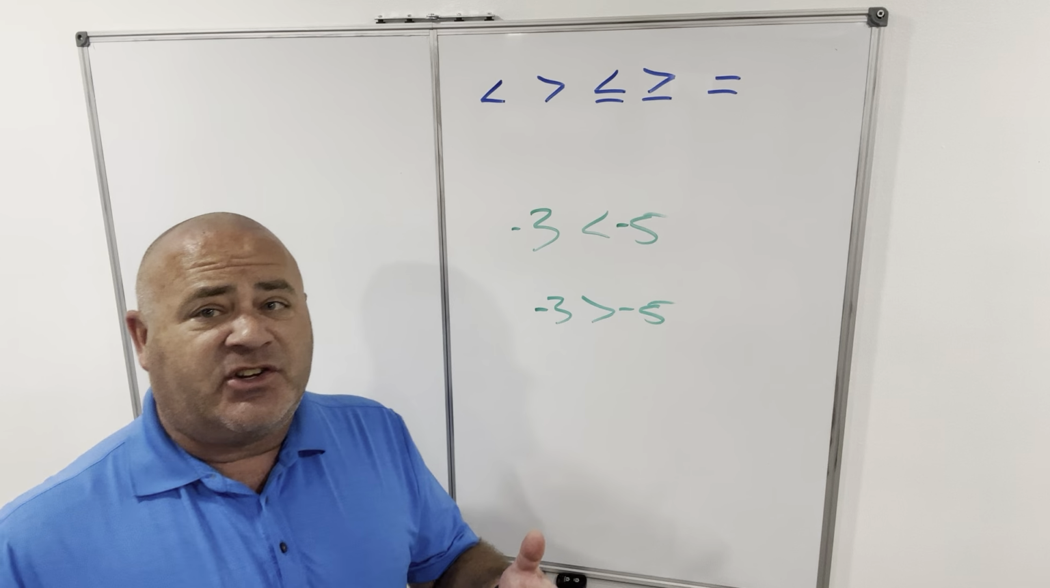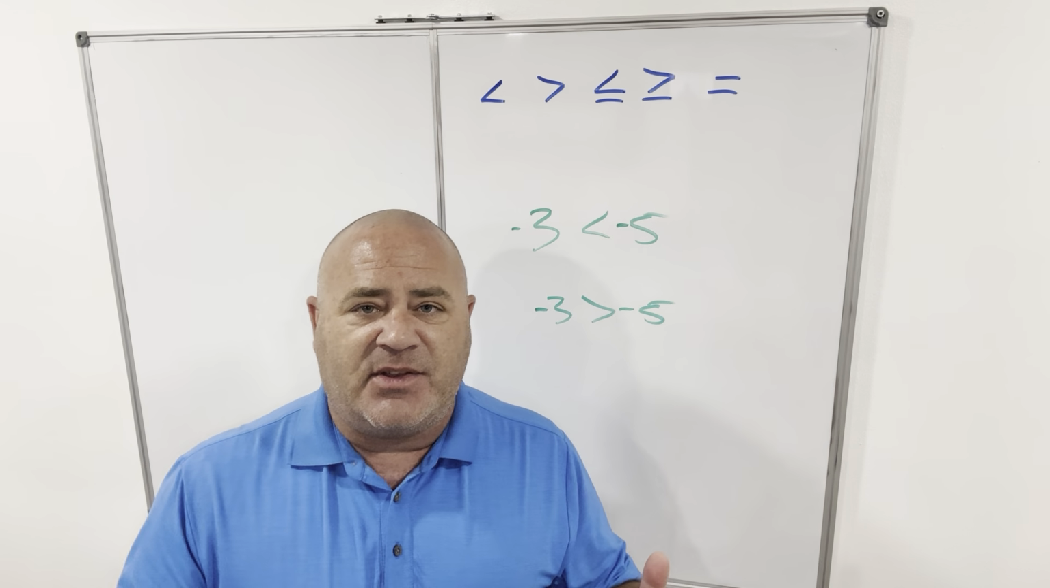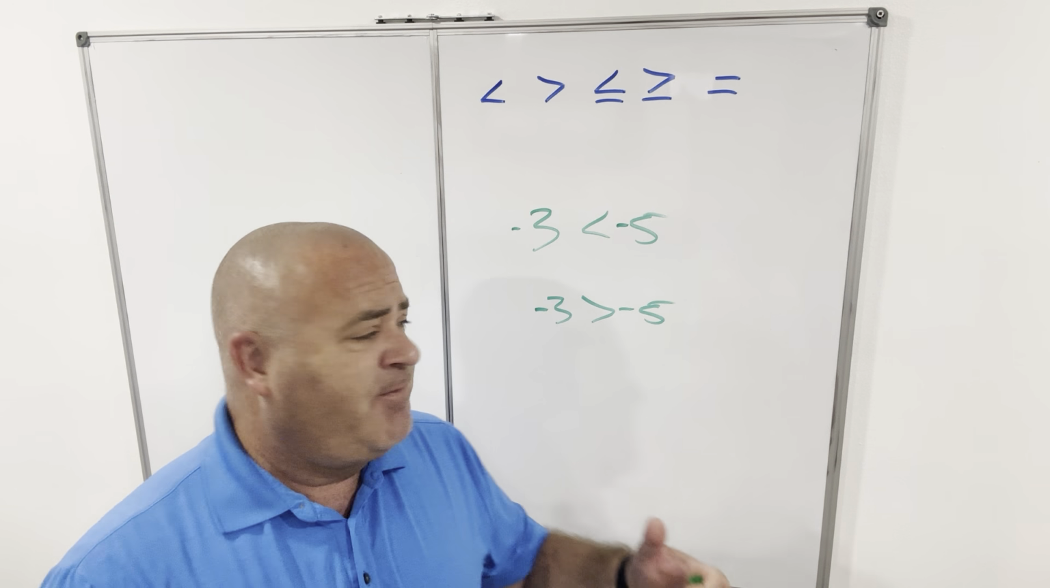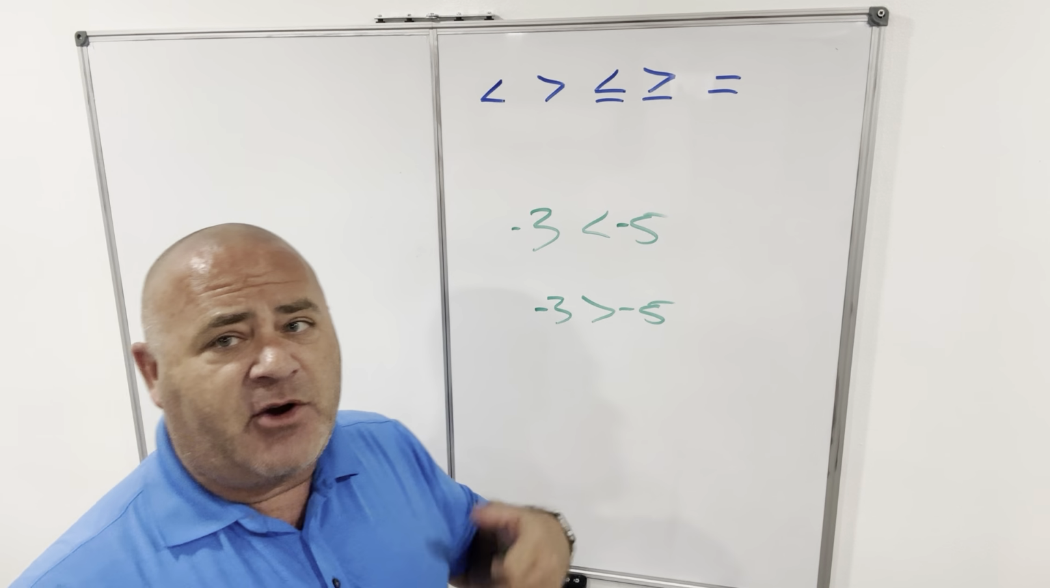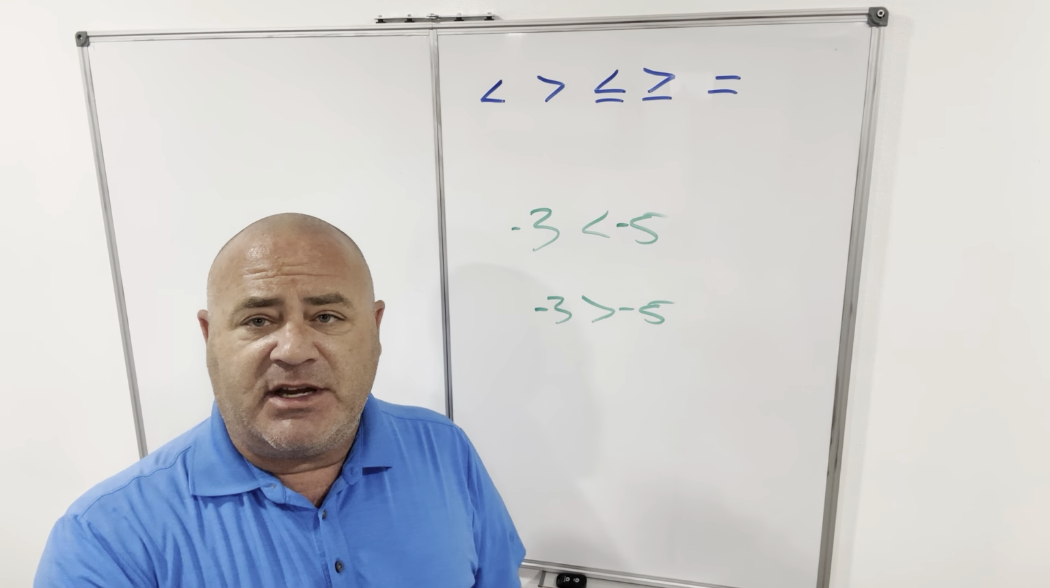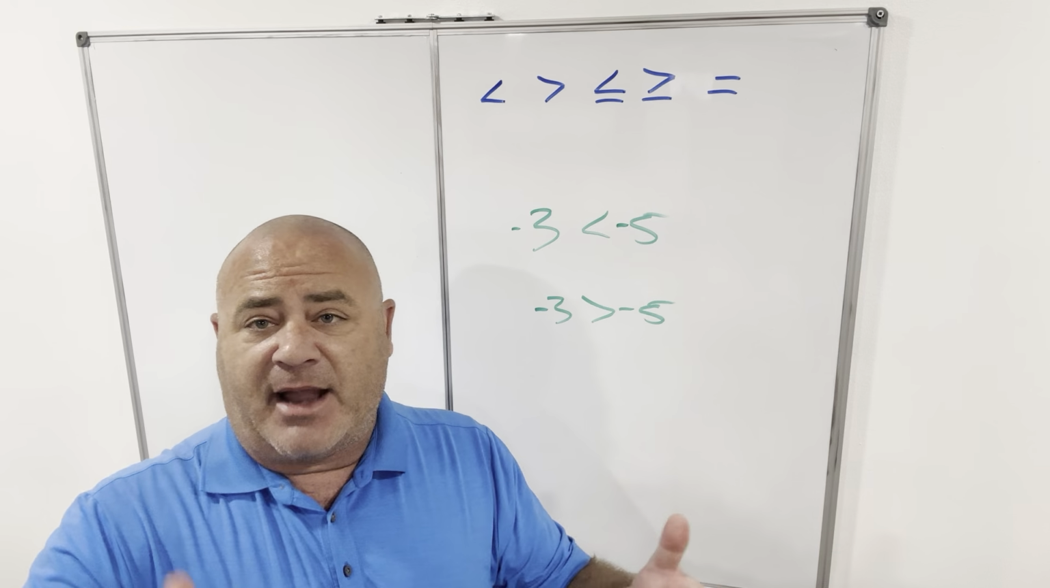So almost everything else that you do with inequalities is going to be exactly the same as you do with an equation, except for when you multiply or divide by a negative number, you also need to flip the sign to keep it unbalanced.